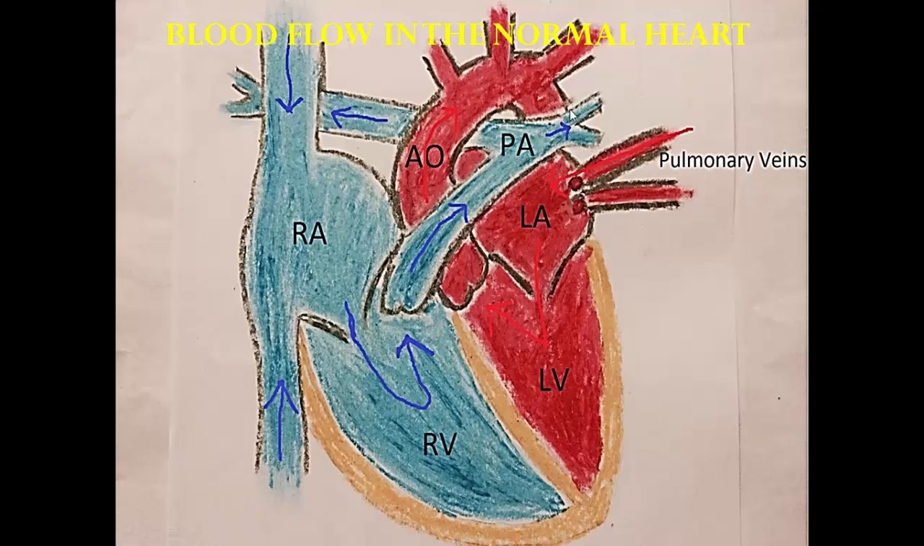Now, oxygenated blood returns to the heart via the pulmonary veins, into the left atrium, passes through the mitral valve, and into the left ventricle. The left ventricle pumps the oxygen-rich blood out through the aortic valve, into the aorta, and out to the body.